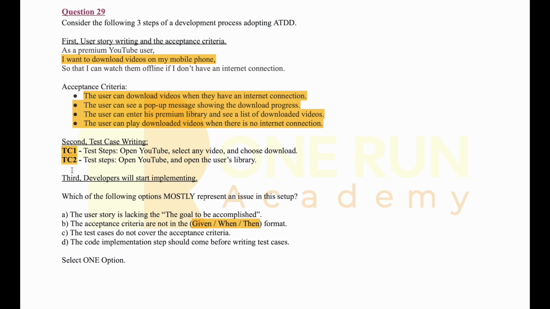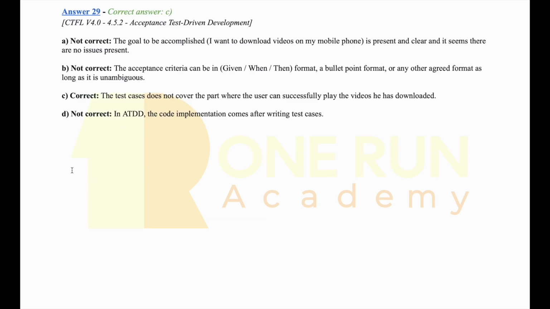So we can say, test case number 3, test steps: while the user is in the library and while the phone is in flight mode, and when the user taps on any downloaded video, the expected result is the video plays normally, with the users able to perform video control functions such as playback, pause, fast forward, or backwards. So lastly, option D, obviously not correct, as the code implementation normally comes after writing test cases in acceptance test driven development. So we will take option C as the correct answer for question number 29.